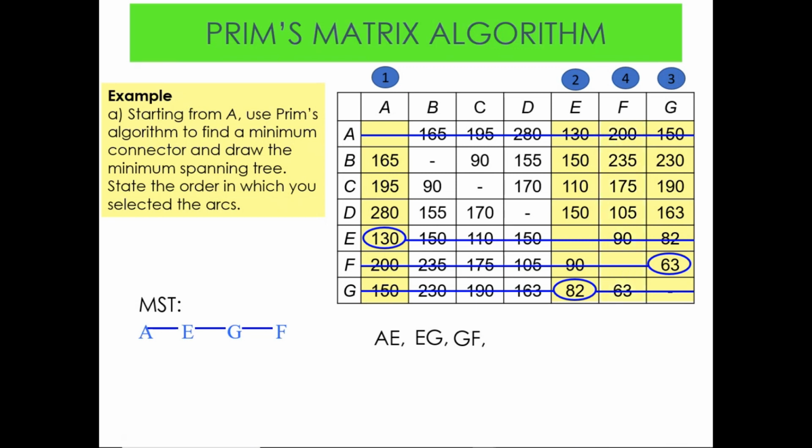Next one, look down all 4 of these columns for the smallest one. So the next one, I think, is 105, D to F. So circle that, cross out the row, add it onto your minimum spanning tree and your list, and label up column D with the number 5.